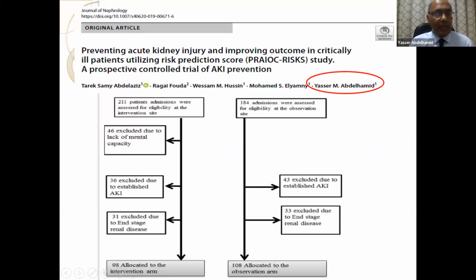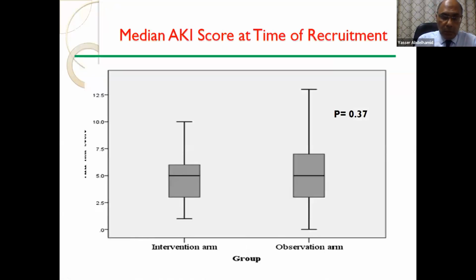This was our study in Ain Shams regarding these care bundles. We classified patients: 98 to the intervention arm with application of the care bundle and 108 allocated to the observational arm without a care bundle. Allocation of patients to the intervention or observational group was according to the Malhotra score. There was no marked difference between the scores, and no significant statistical difference.